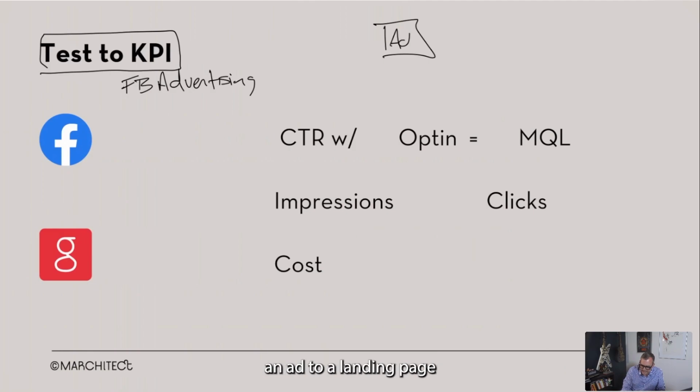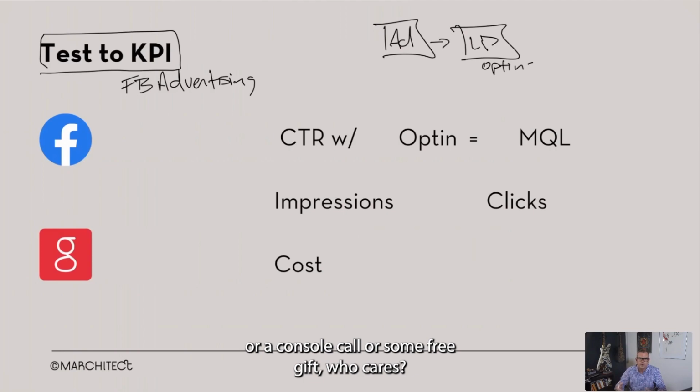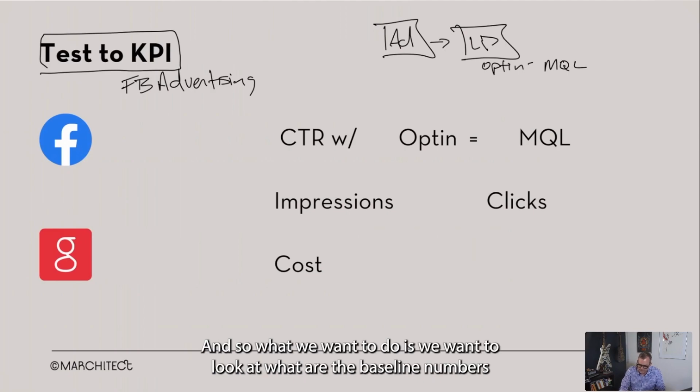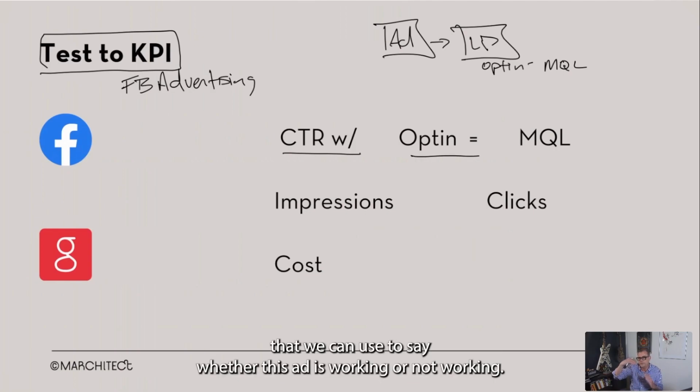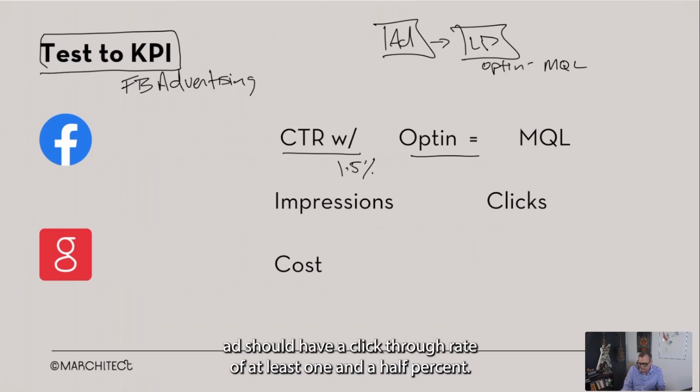you're just running an ad to a landing page, which has an opt-in, some reason they opt in, whether it's a webinar or a download or a consult call or some free gift, who cares? But they opt in, this gives you an MQL. Right? And so what we want to do is we want to look at what are the baseline numbers that we can use to say whether this ad is working or not working. And in our world, we find that a Facebook ad should have a click-through rate of at least 1.5%.